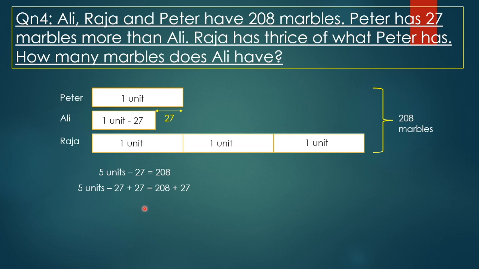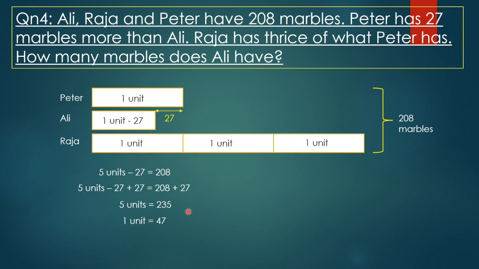So let's add 27 on the left side and the right side. So we get 5 units minus 27 plus 27 equals to 208 plus 27. So this just gives you 5 units equals to 235 because minus 27 plus 27 is the same as 27 minus 27 and that gives you 0. So 5 units plus 0 is just 5 units equals to 208 plus 27 which gives you 235. So 5 units equals to 235.